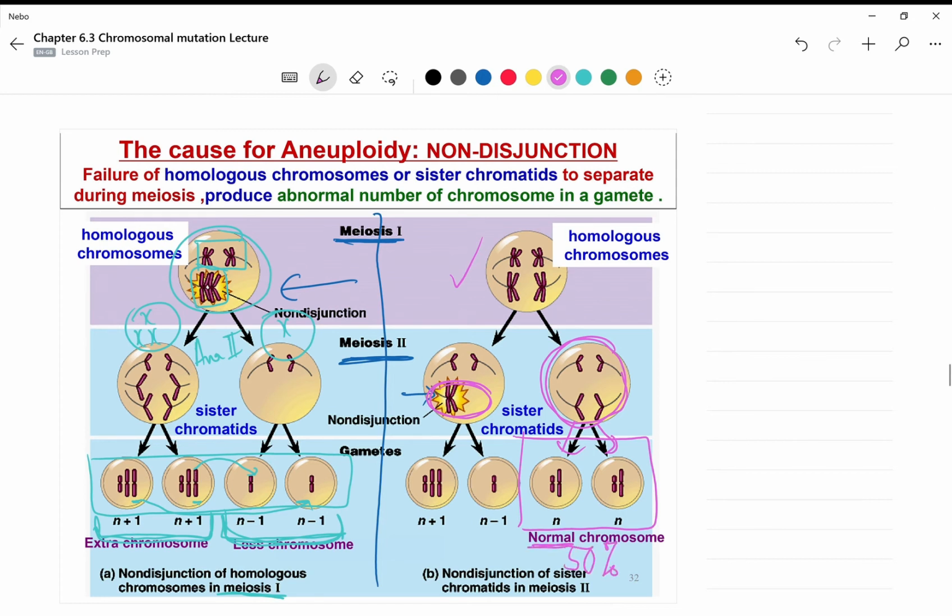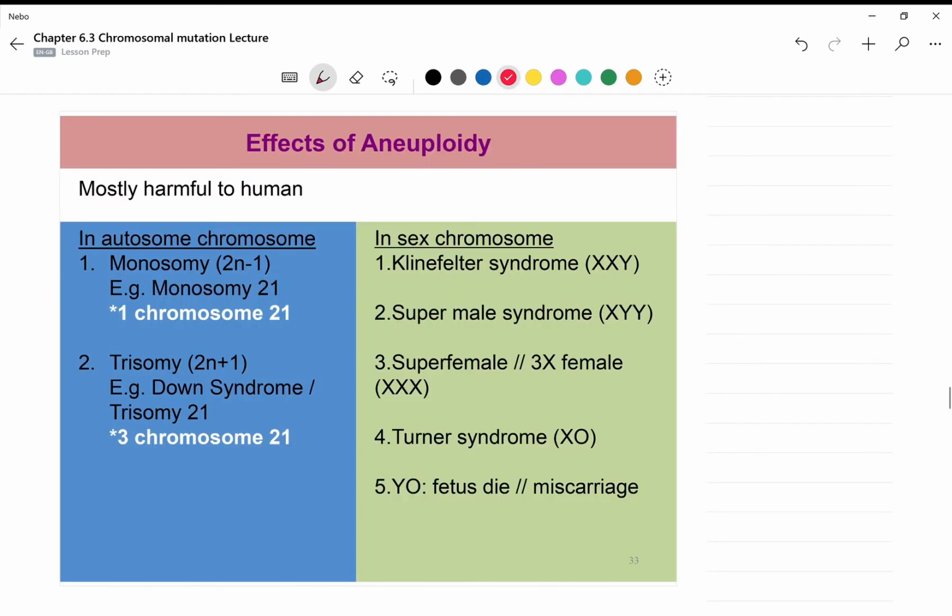And for the other 50%, we have 2 types. Either we have an extra chromosome over here, so we call it n plus 1, which is 25%, and the other one, also 25%, loses 1 chromosome.